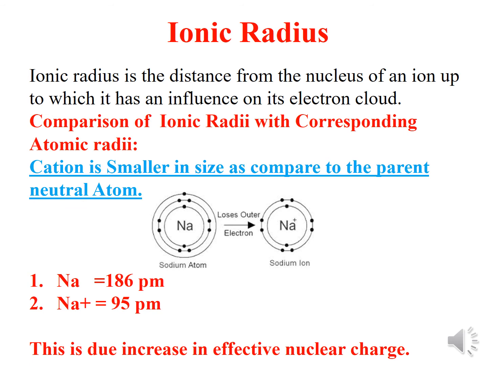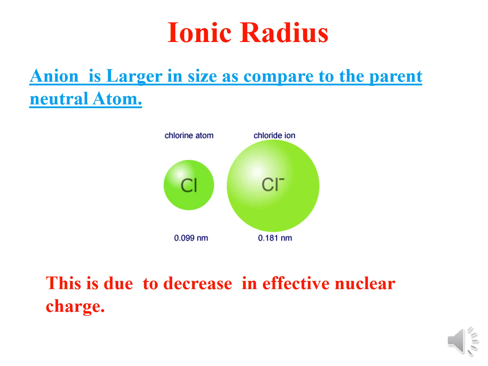Next, we will compare size of anion with its neutral atom. In case of chlorine, there are 17 electrons and 17 protons. In case of chlorine atom, 17 electrons are attracted by 17 protons. So atomic radius of chlorine atom is 0.099 nanometer.